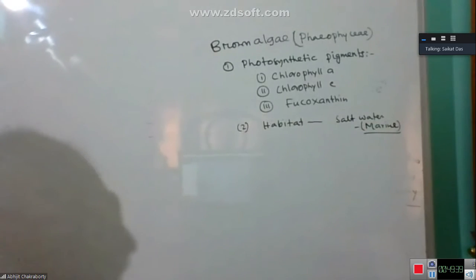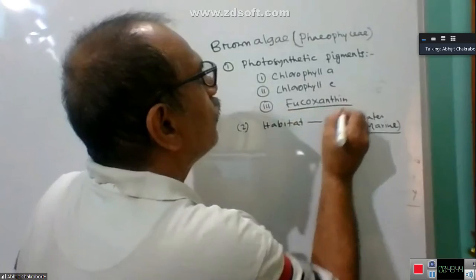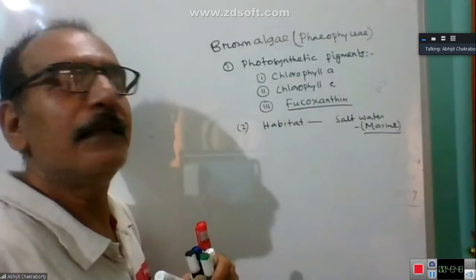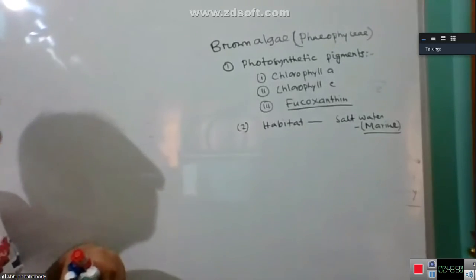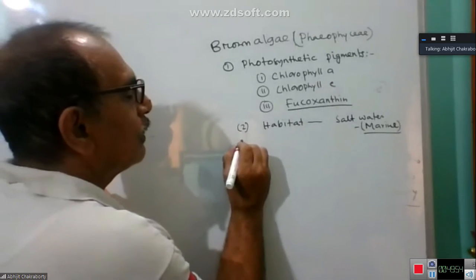Sir, what you have written in the third number? Fucoxanthin. Fucoxanthin is a yellow pigment.